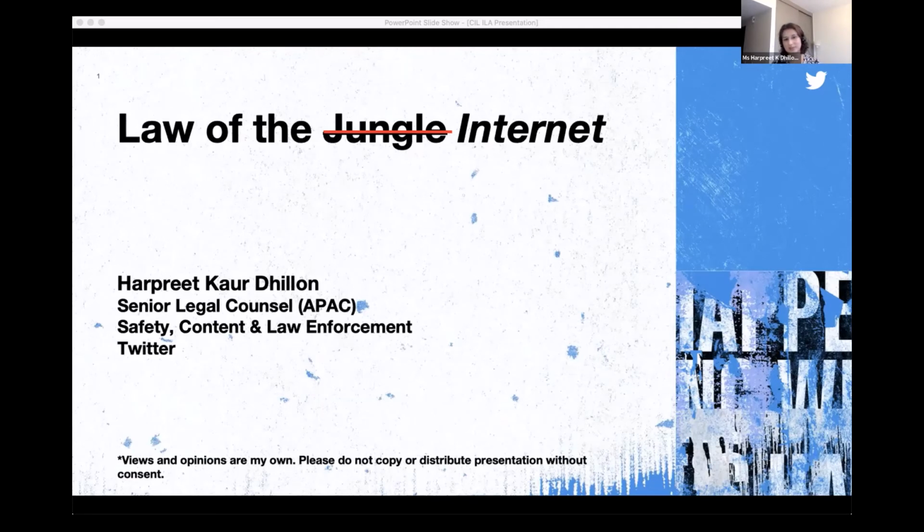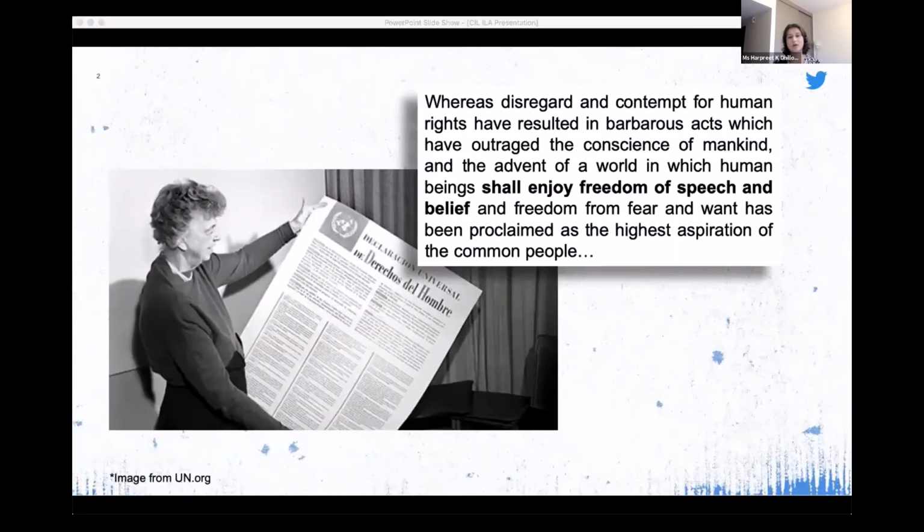So starting with the fundamentals, and briefly, as many of you know, in the wake of the end of the Second World War, there was a great drive to create the foundational blocks of a human rights world order so that never again. In fact, one of the preambular paragraphs of the Universal Declaration of Human Rights, an instrument we no doubt know well, states that whereas disregard and contempt for human rights have resulted in barbarous acts, the advent of a world in which human beings shall enjoy freedom of speech and belief and freedom from fear and want has been proclaimed as the highest aspiration of the common people.